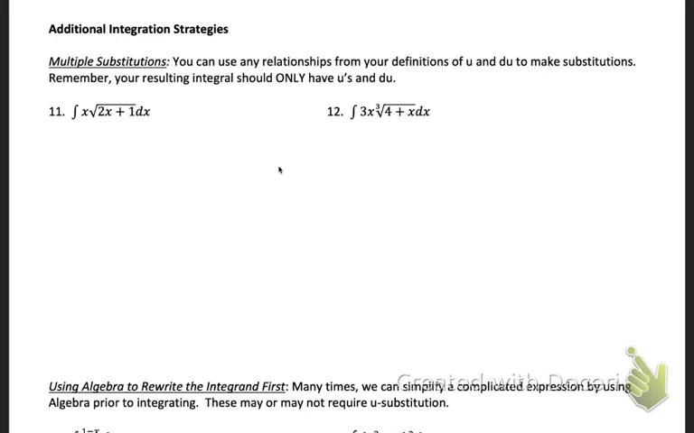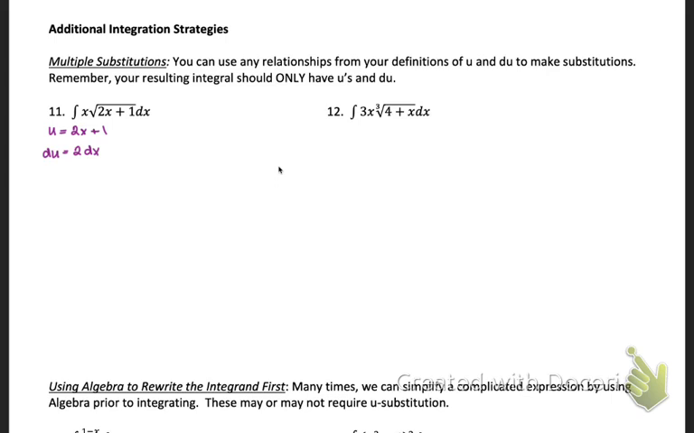So here's an alternative to that, okay? So number 11, if you set this up the way that you feel like you should, it's pretty straightforward. I'm going to get u is equal to 2x plus 1, and du is going to be equal to 2 dx, okay?